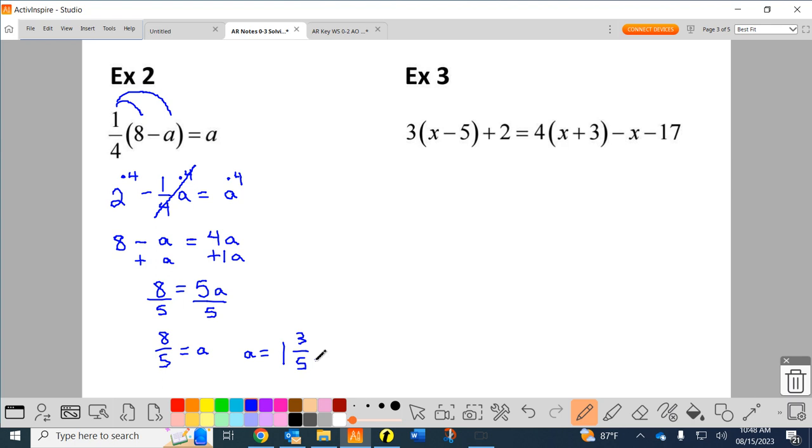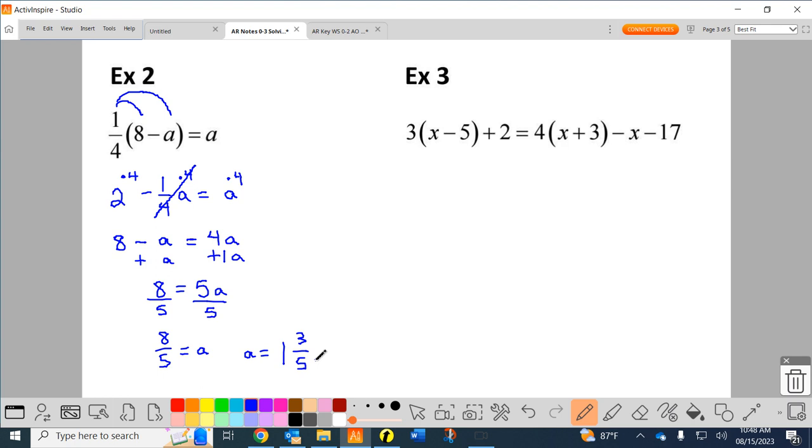Anybody see anything concerning? That's half your notes. We're already halfway done, guys. There's not a lot to this. We got enough examples to make sure you get it, but not so much that we spend forever on it. Questions? Okay, here we go.